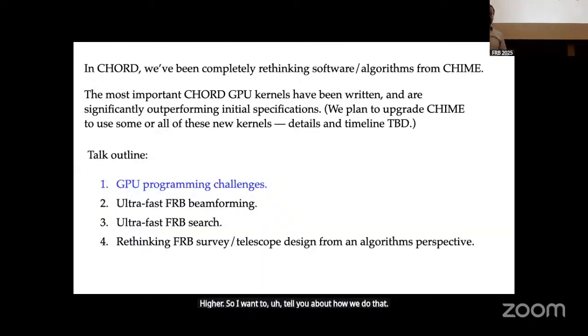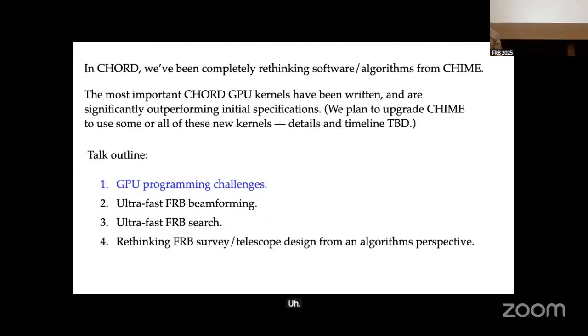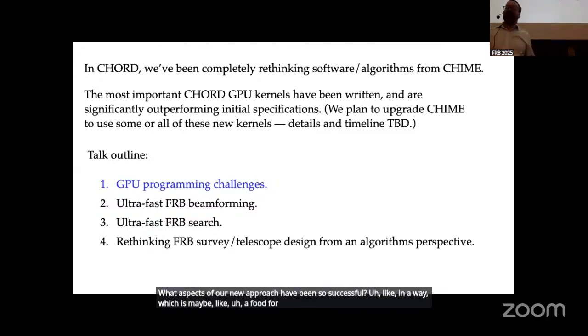So I'm going to try to do the first 3 points in the first half of the talk, since I think there are some people in the audience that really think about software problems most of the time. I want to communicate what we're doing and what aspects of our new approach have been so successful, as food for thought for conversations later. I love nerding out about GPU programming and algorithms, so I'm super happy to talk to anyone who's interested.